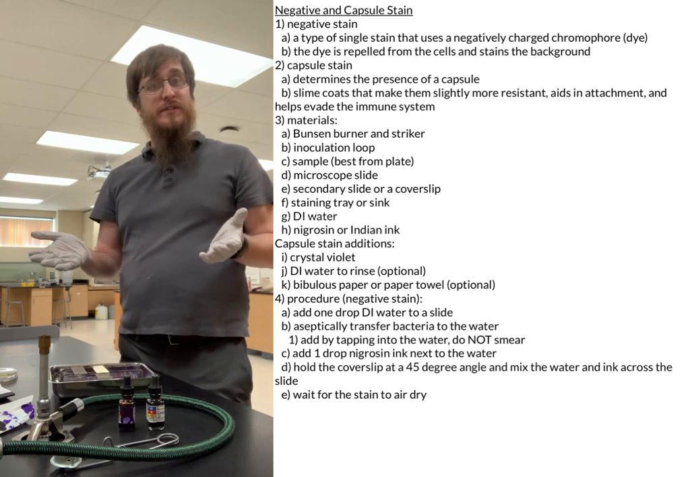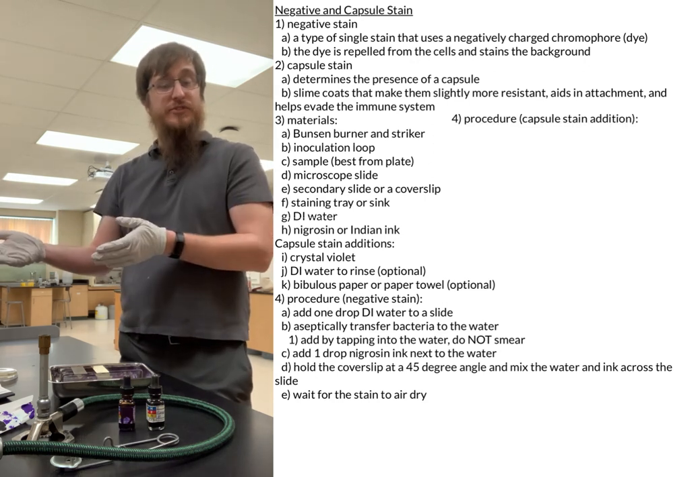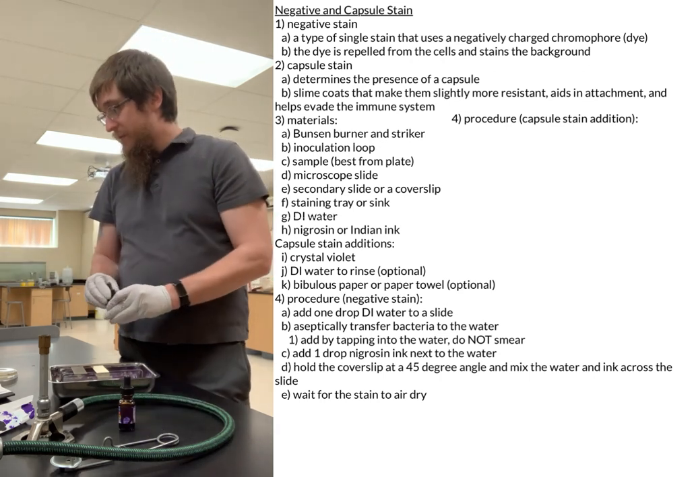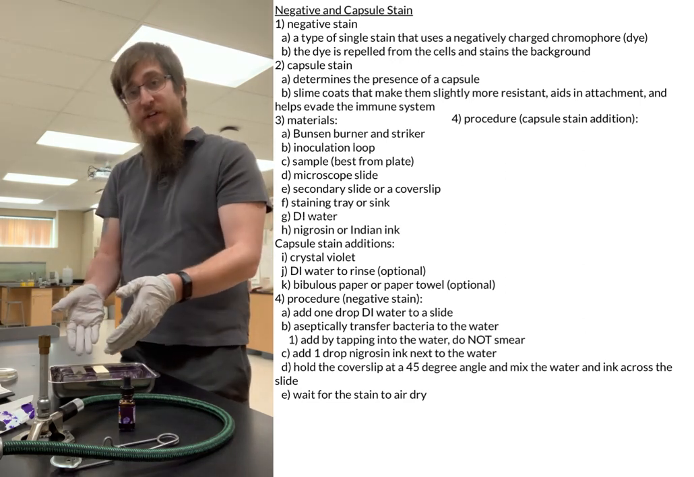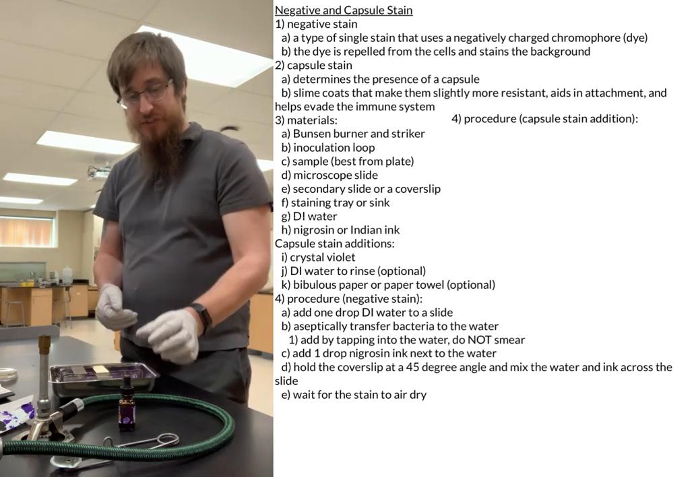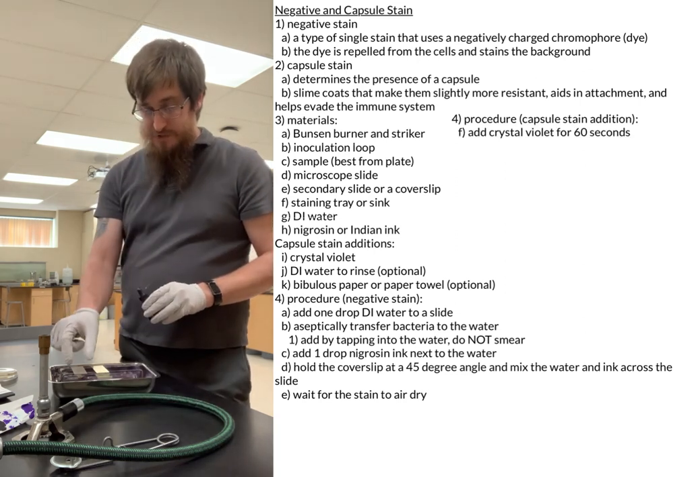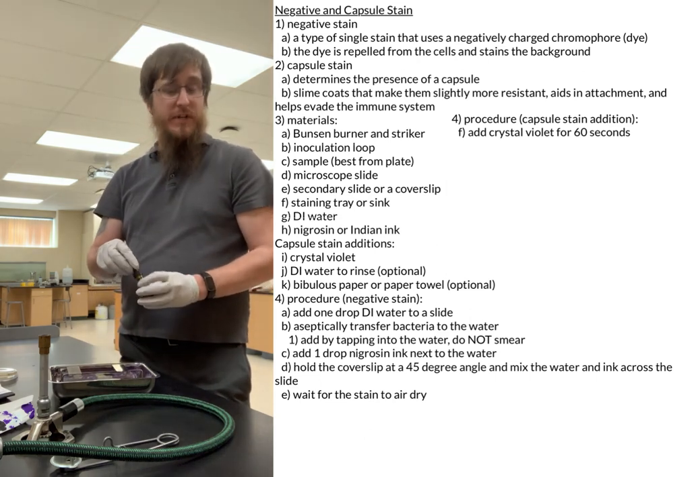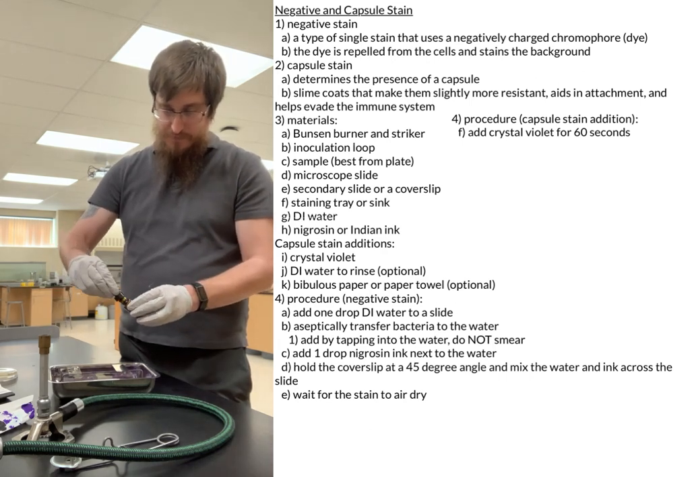So with that in mind, let's add the steps on how to convert this into a capsule stain. The procedure here is pretty straightforward as well. Once this has dried, if I want to make it into a capsule stain, I'm going to take my crystal violet and flood the slide for 1 minute. So I'm just going to take some crystal violet and put it all over my slide.